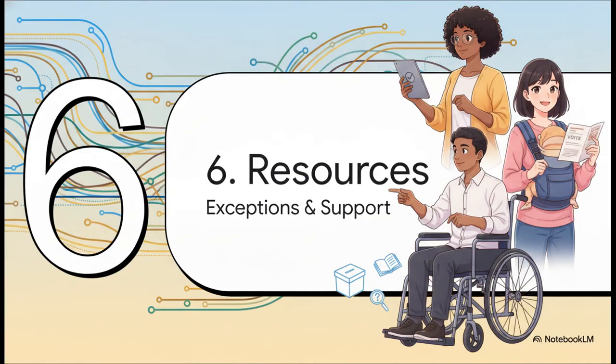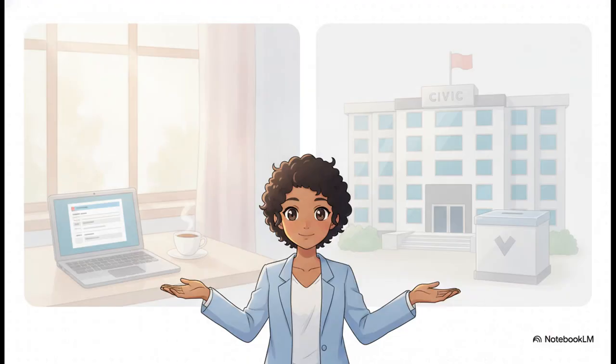Section 6. Additional resources, exceptions, and support. California's system is really built to make sure every single eligible citizen has a path to vote. If you're 15 days out, definitely do it online. But hey, if you wake up a week before the election and realize you totally forgot, you're not out of luck.